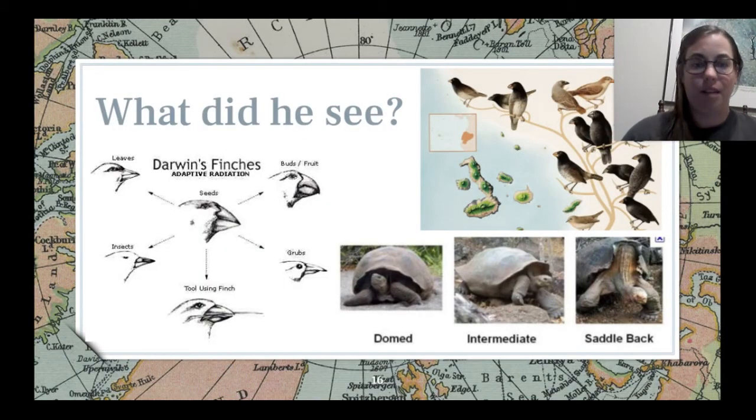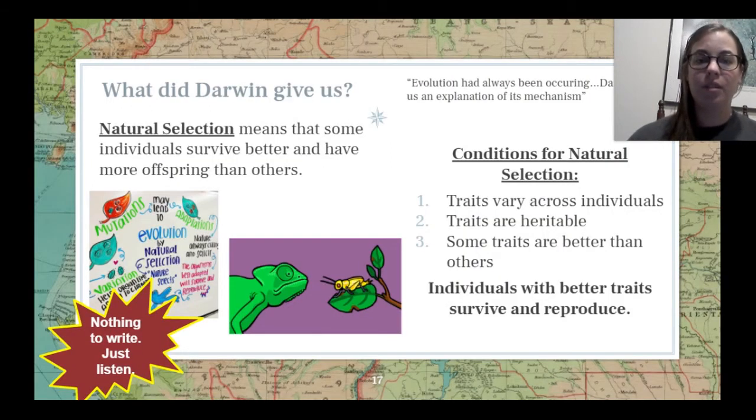So that got him thinking, like, man, these finches, these birds, look similar, but they all have different beaks for whatever food is on the island. These turtles look similar, but they all have different shapes depending on the environment of the island that they are on. You do not need to write this, just listen.